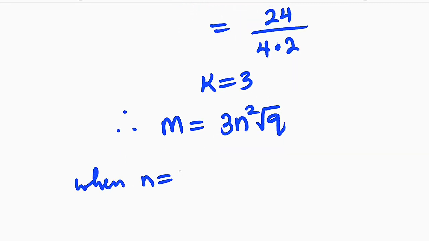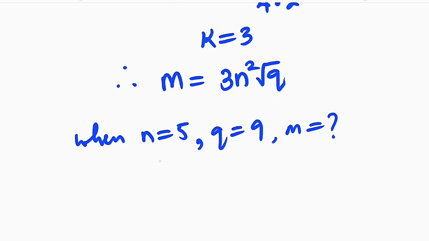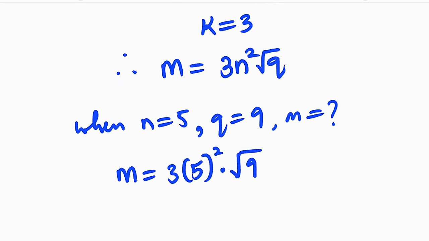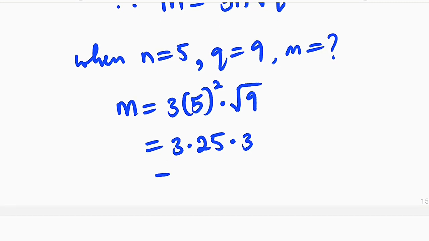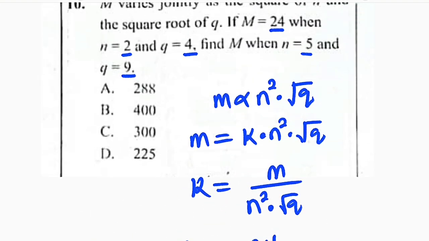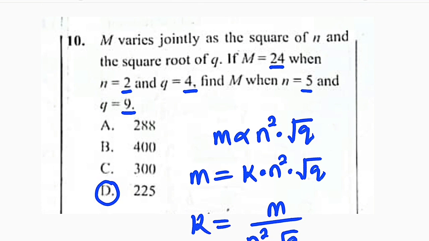When n is equal to 5, q equal to 9, and we are looking for m, we have m equal to 3 multiplied by 5 squared multiplied by square root of 9. This is equal to 3 multiplied by 25 multiplied by 3. Altogether, we have 225. And hence, the value of m is equal to 225. Let us check it. You can see that as option D. Now let us move on to question number 11.